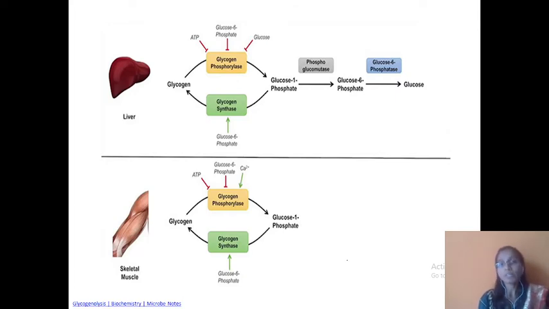This glycogen phosphorylase enzyme is present in two different forms. One is glycogen phosphorylase A and another is glycogen phosphorylase B. Glycogen phosphorylase A is the active form of the enzyme which will catalyze the process of glycogenolysis. So when the protein kinase enzyme activates glycogen phosphorylase, it will break down the glycogen from the non-reducing end so that it will remove glucose molecules in the form of glucose 1-phosphate.